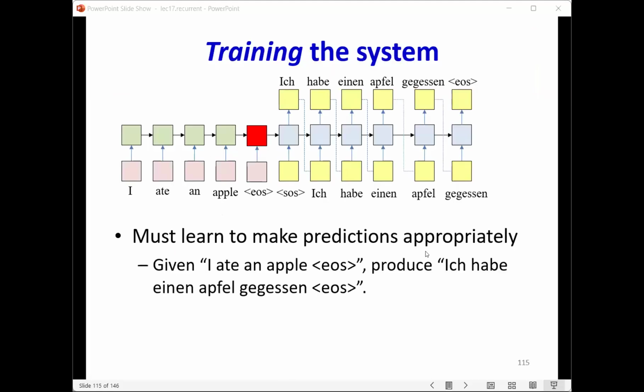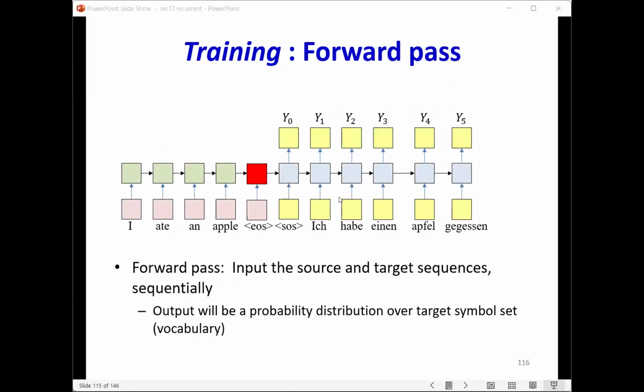So let me continue. Good job, Shrey. So how do we train the system? We must learn to make predictions appropriately. So given I ate an apple, we must learn to produce the German translation, Ich habe einen Apfel gegessen. And for this, something interesting: in the forward pass, I'm going to input the source and the target sequences sequentially.